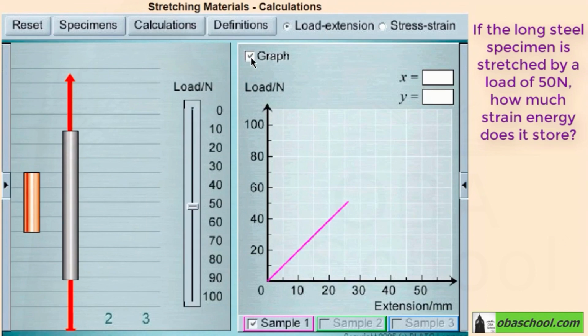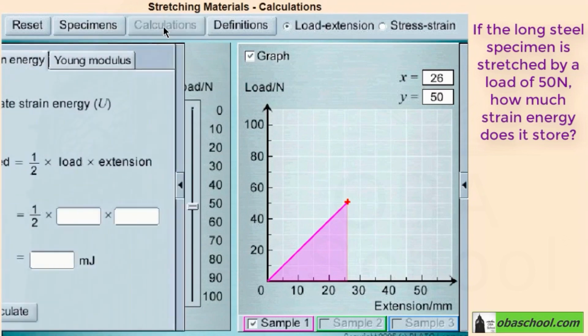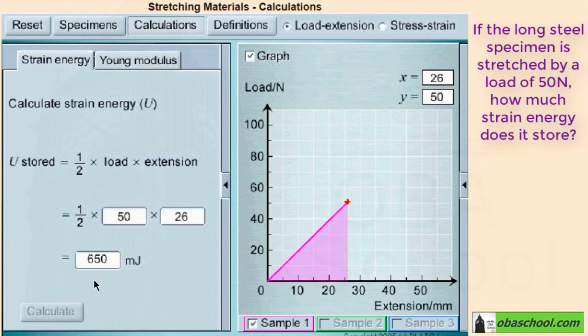Now, how much strain energy does it store? What's your answer? Well, let's check if your answer is correct. We're going to press Calculations, so the extension is 26 millimeters and the strain energy is 650 millijoules.